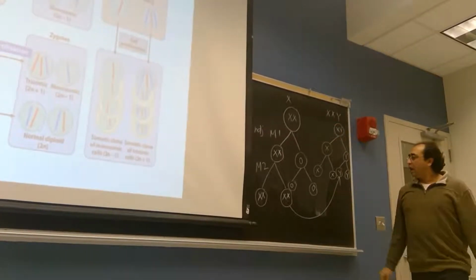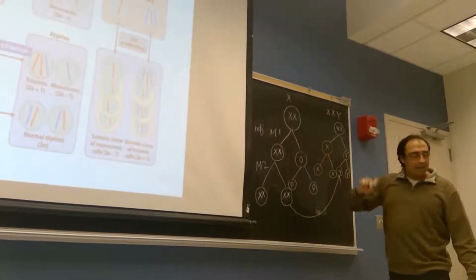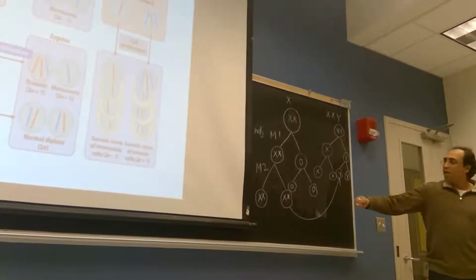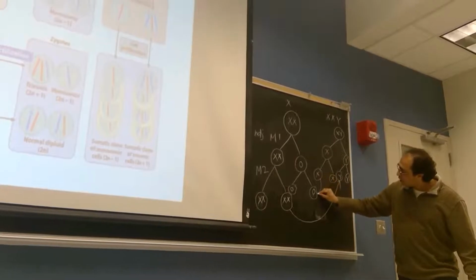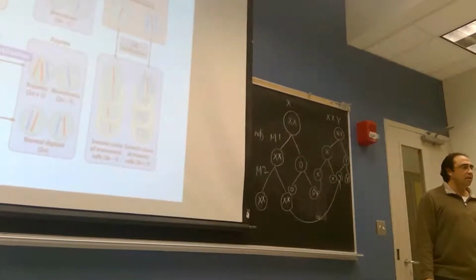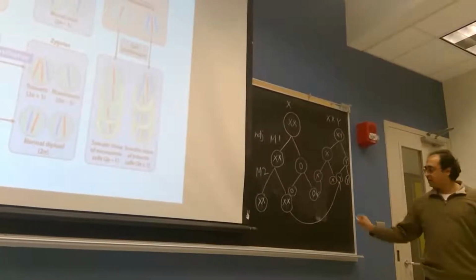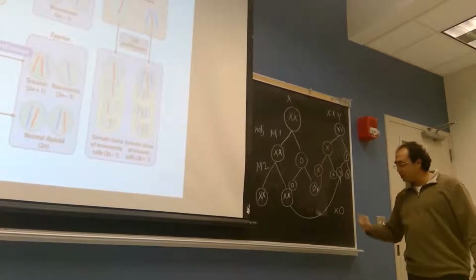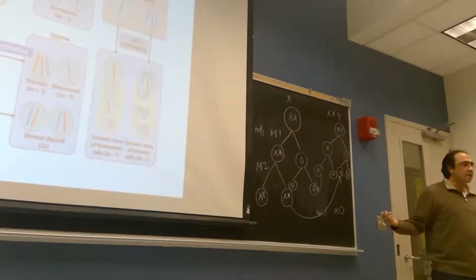Now, suppose this null gamete contains no X chromosome at all. If this fuses with this one, what will we have? We'll have one X and one 0. That is the X0 condition. This is Turner syndrome.